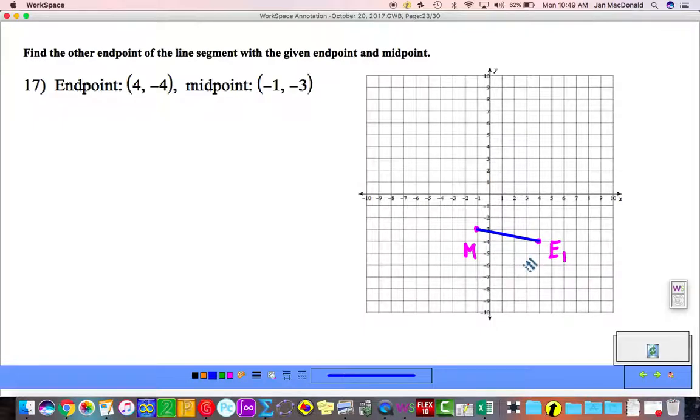So now we have a line segment here. This is clearly a line segment. They're telling us that M is our middle point of some bigger line segment. So I want to talk a little bit about this.